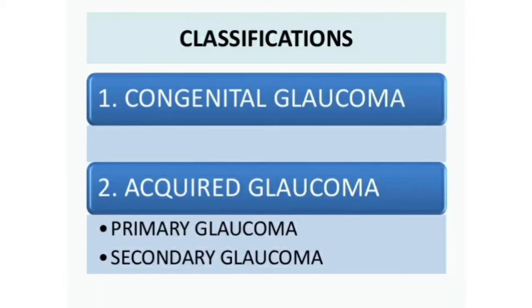Now, what about the classification of glaucoma? Glaucoma can be classified into these two important types. One is congenital glaucoma, another is acquired glaucoma. Congenital means genetically there is a defect, a gene defect, and that is why the baby is born with congenital glaucoma. Acquired glaucoma can be primary acquired glaucoma and secondary acquired glaucoma.